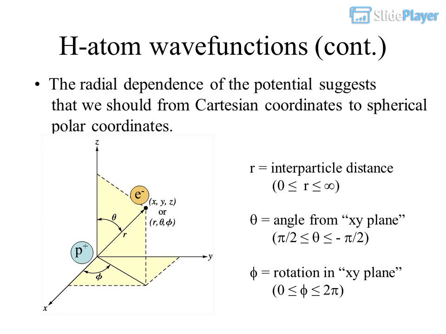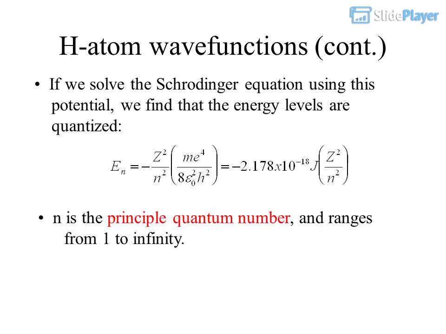The radial dependence of the potential suggests that we should change from Cartesian coordinates to spherical polar coordinates. r equals interparticle distance, 0 less than or equal to r less than infinity. θ equals angle from the xy plane, −π/2 less than or equal to θ less than or equal to π/2. φ equals rotation in the xy plane, 0 less than or equal to φ less than or equal to 2π.